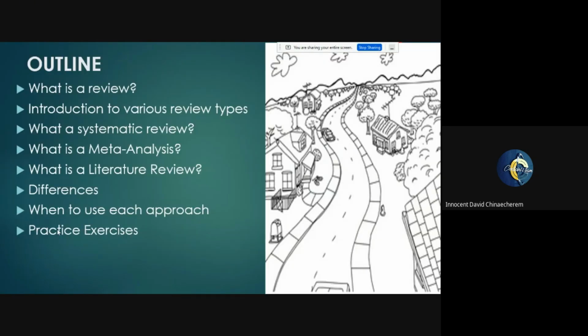Now, let's have a rundown of everything we've talked about, the differences, because it is very, very important for us to understand the foundation, because what we're dealing with now is the foundation of a review. When a review can turn out to be a systematic review, or a traditional literature review, or a meta-analysis. If you look at this, we said we're going to discuss what a review is, the introduction to various types of reviews, what a systematic review is, what a meta-analysis is, what a literature review is, the differences, and also when to use each.